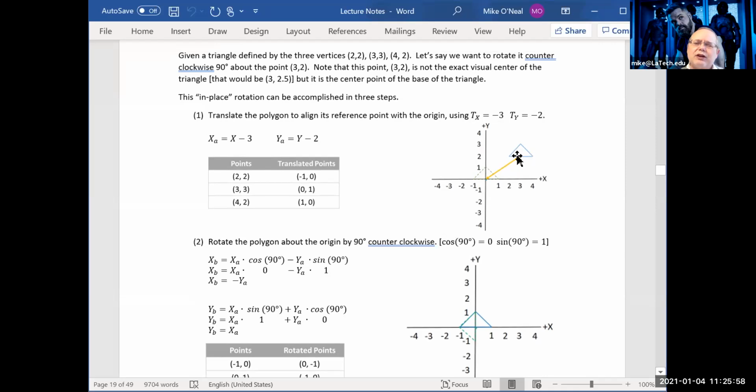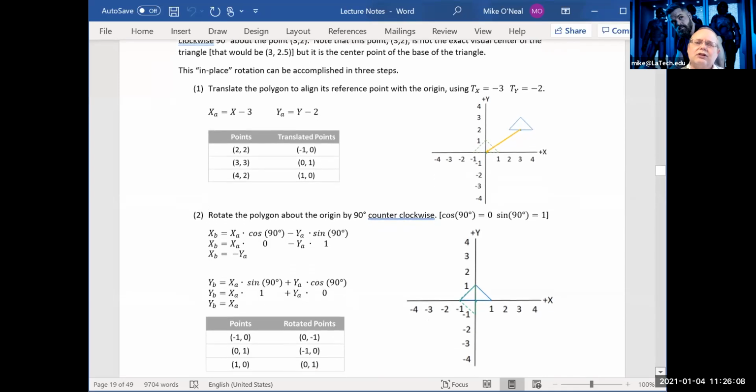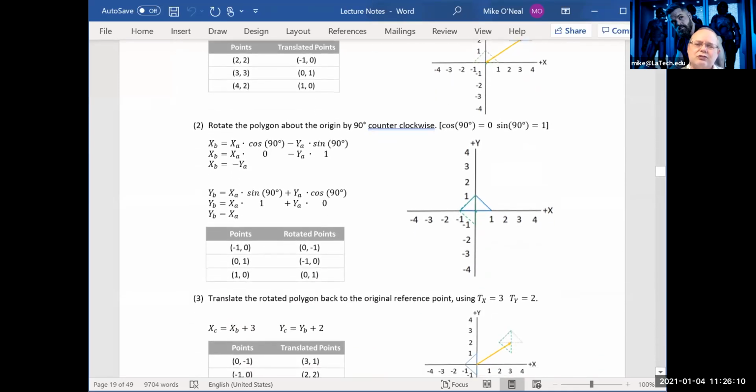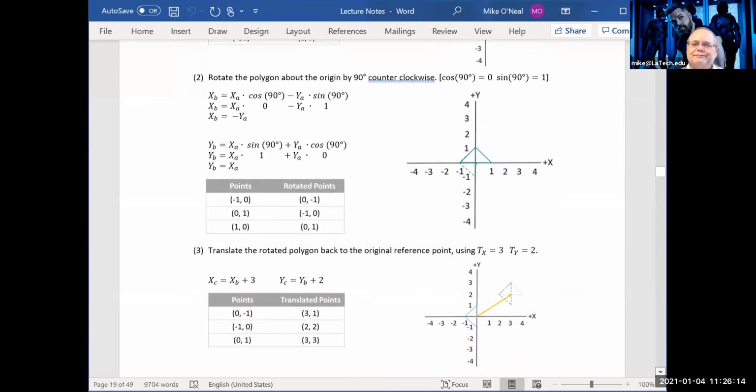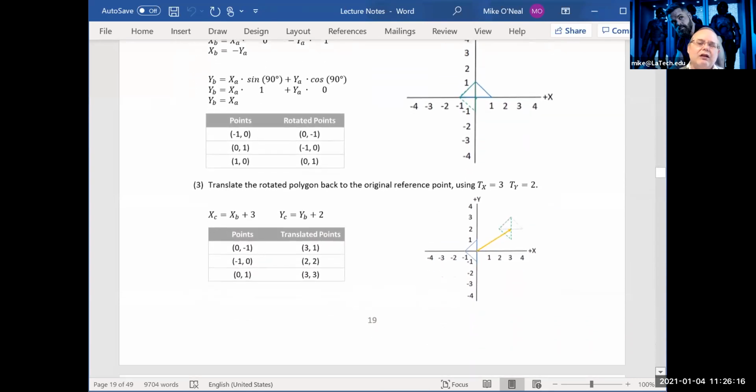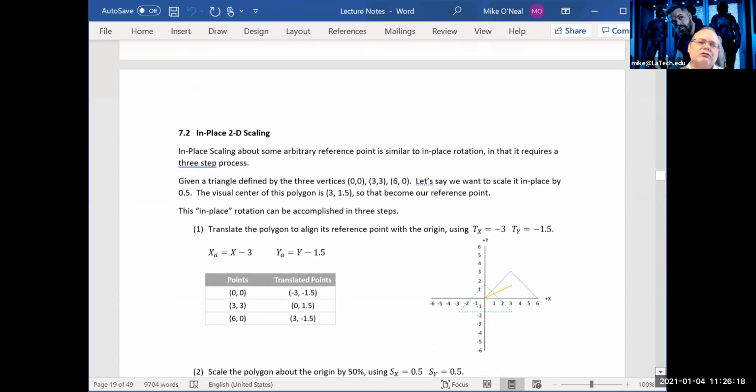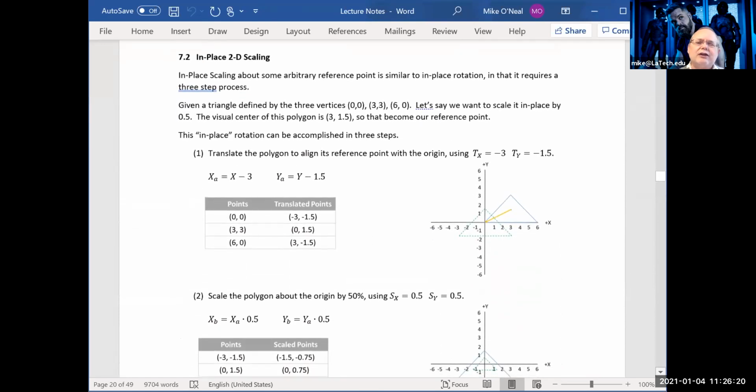That'll take that reference point and move it to 0, 0. You then do your rotation or your scaling, and then after you've done that, you translate it back. So instead of -3, -2, you translate by 3, 2 in this case, and that gets you back where you started. Okay. Now that was for two-dimensional rotation. Scaling works exactly the same way, only instead of rotating, you'll be scaling.